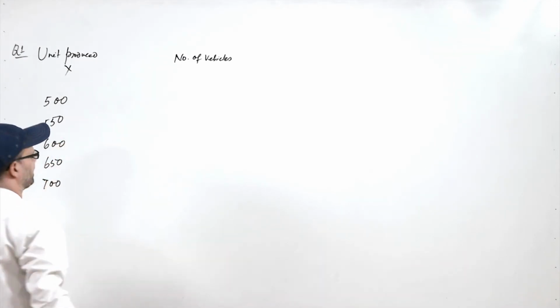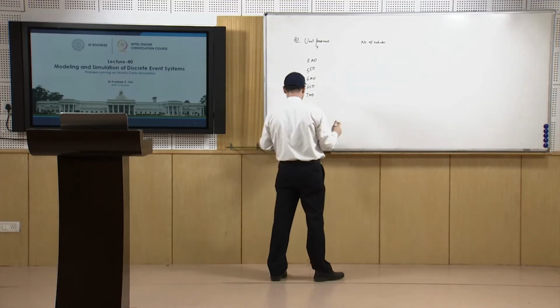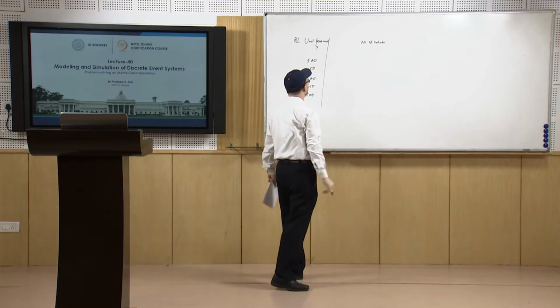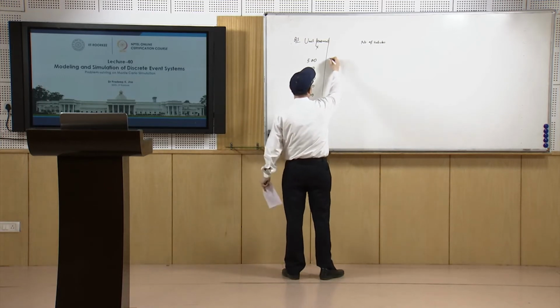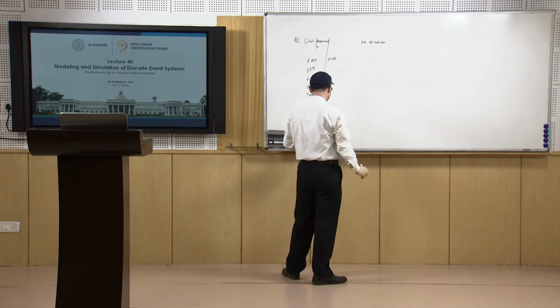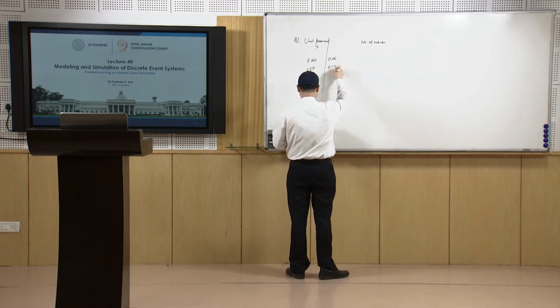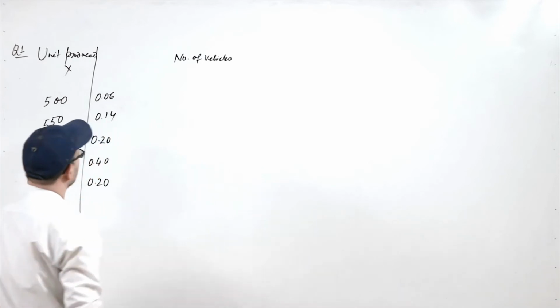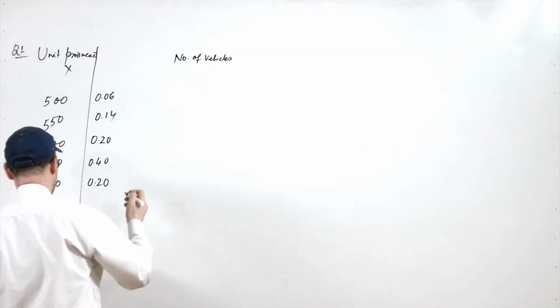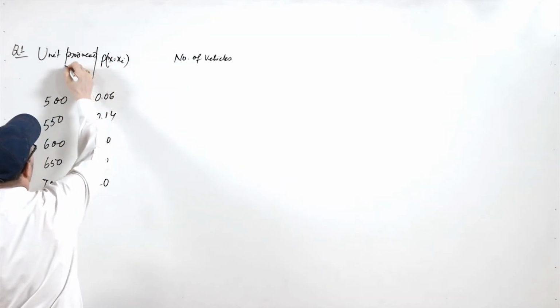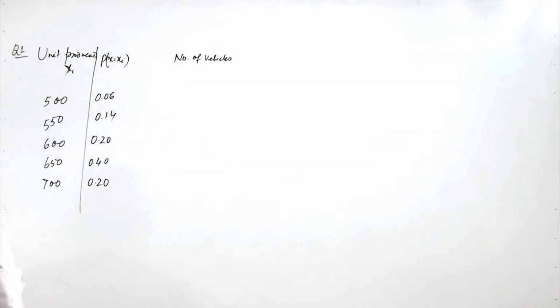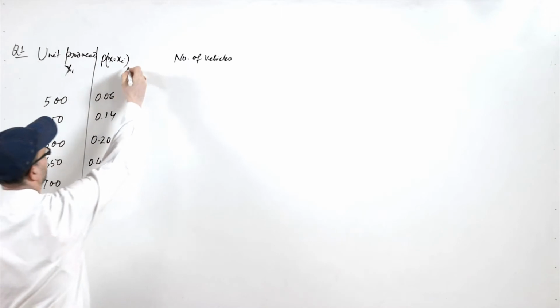Suppose the probability of having these many units produced is given as 6%, so 0.06, then 14%, 0.14, then 20%, then 40%, and again 0.20. So, it is given that the probability that x equals xi is given by this.